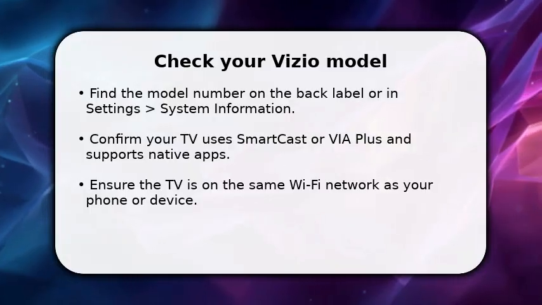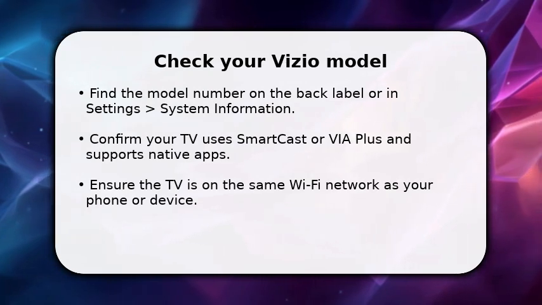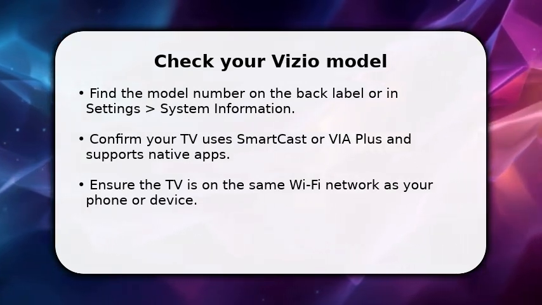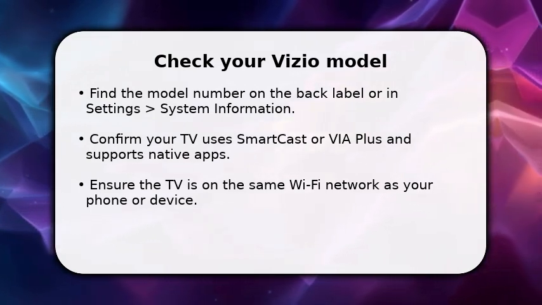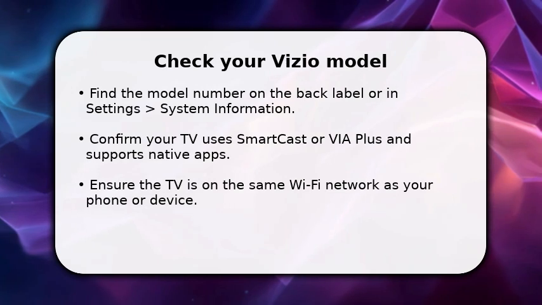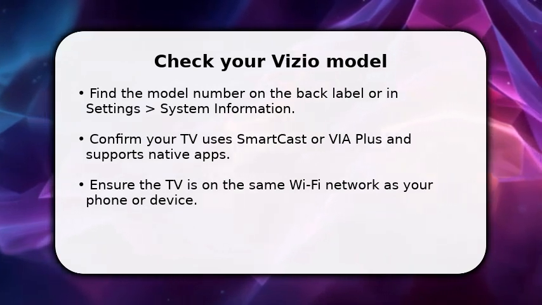Start by confirming your Vizio model and software generation. Find the model number on the back label or in settings system information. Check whether your TV uses SmartCast, Via Plus, or an older Vizio OS that lacks app support.